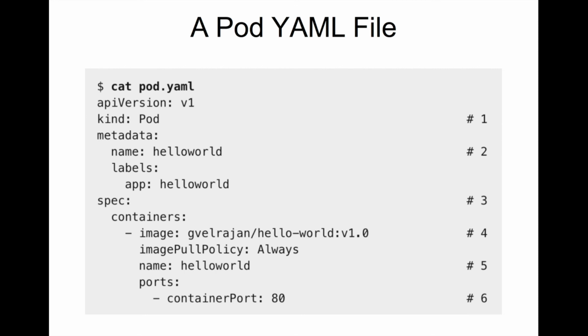Number 6. Container port. It is the port at which the application server is listening. This property is just an indicator for the reader. Dropping the port doesn't restrict the access. Now, let's create a Hello World pod using the Pod YAML file we just described.